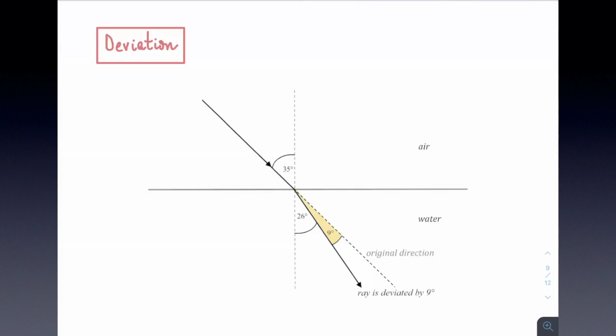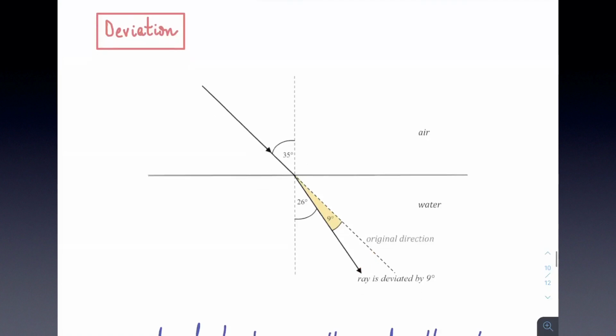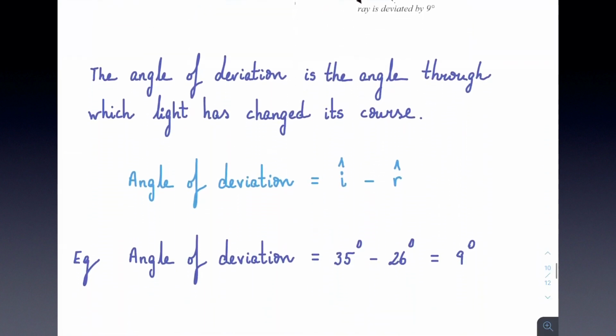We've been saying that a refracted light ray is one that slows down upon entering an optically denser medium, meaning a medium having a larger refractive index, and consequently it is deviated. That is, the light ray changes direction by bending towards the normal in this case. We can calculate the angle of deviation by finding the difference between the angle of incidence and the angle of refraction. The angle of deviation is simply the angle through which light has changed its course. So, in this case, the angle of deviation is 9 degrees.